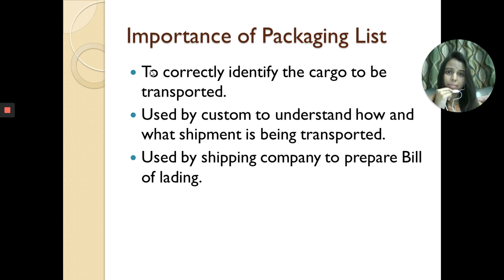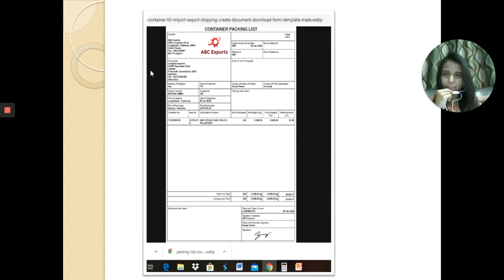Now here is a sample of a packaging list. Again, it has the details of the exporter, details of the importer, quantity, and packaging list: how many containers there are, how many cartons there are, what kind of packaging is used, the quantity of the goods, the quality of the goods, the price of the goods, and at last the certification or the stamp by the company.